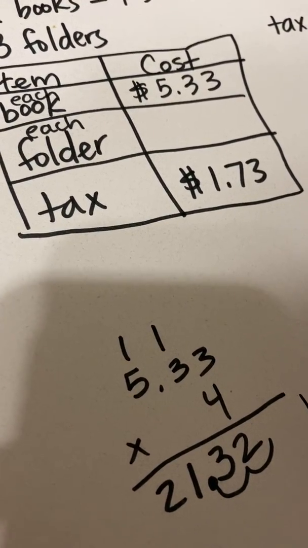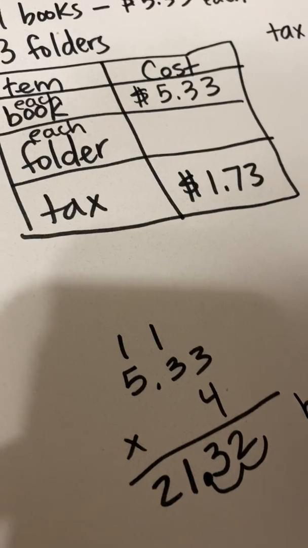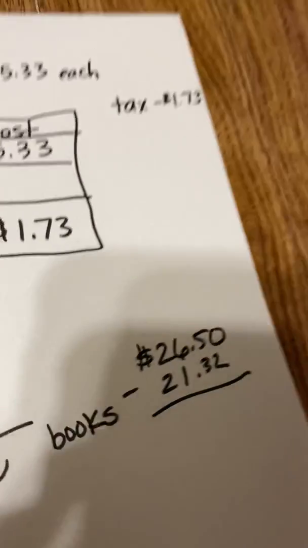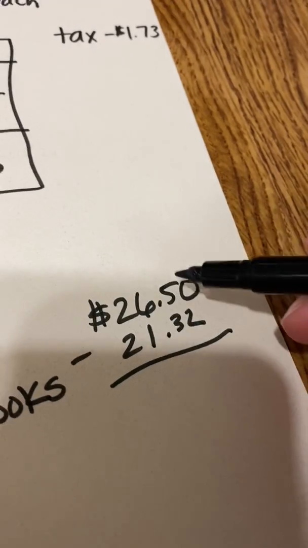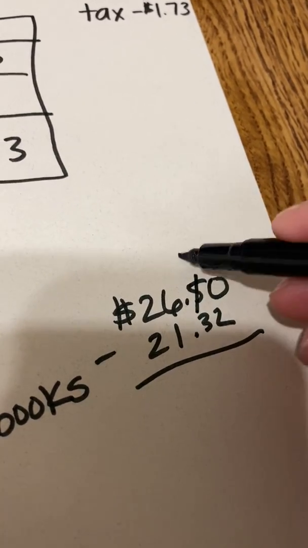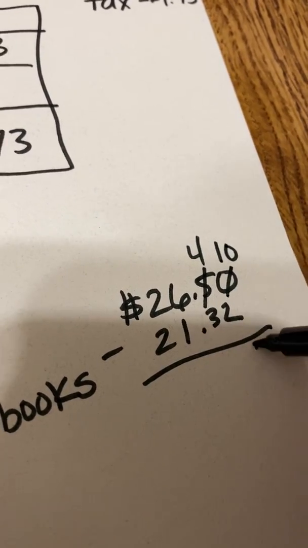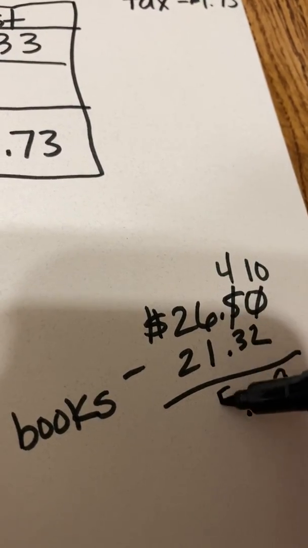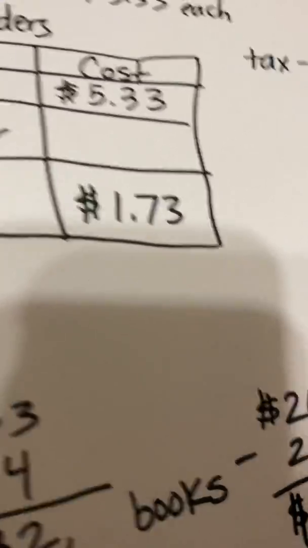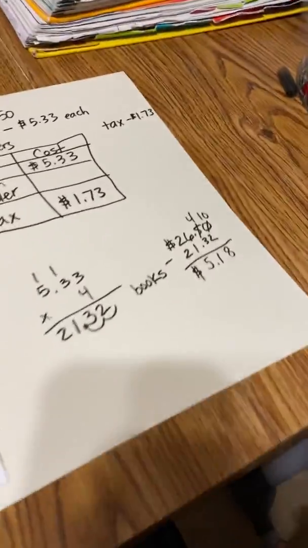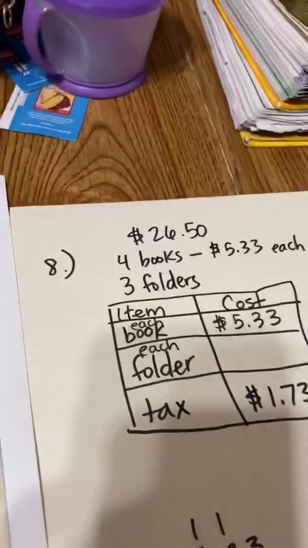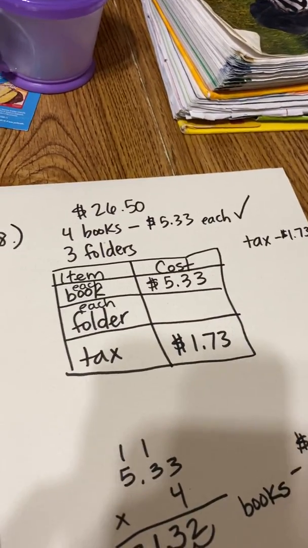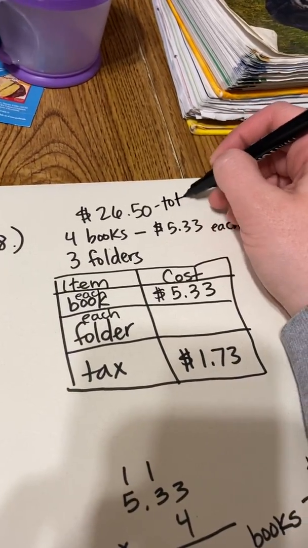So I'm going to take my $26.50. I'm going to subtract the $21.32 and find what that is. So I'm going to have to borrow from the 5. Get a 4, make this 10. That becomes 8. 4 minus 3 is 1. 6 minus 1 is 5. And that's it. Okay. So, oh my goodness, look what's left over. $5.18.